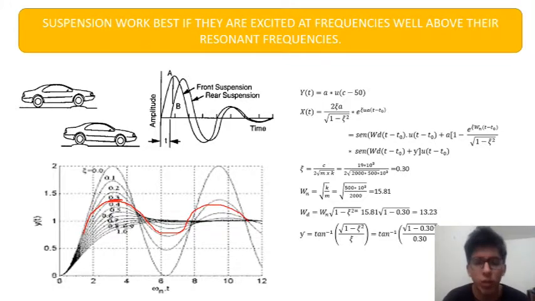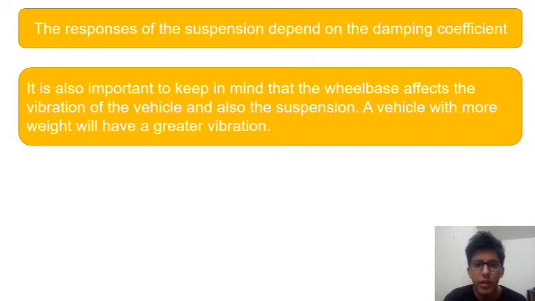This is the response for a Toyota Yaris, but maybe if we have a heavy machine or a race car, we need to change this coefficient because it affects the response of the vehicle. And here are important parts. The response of the suspension depends on the damping coefficient. Also it's important to keep in mind that the wheelbase affects the vibration of the vehicle and also the suspension. A vehicle with more weight will have a greater vibration.